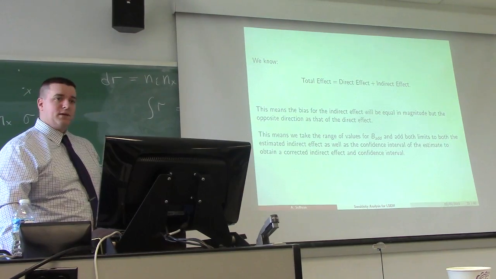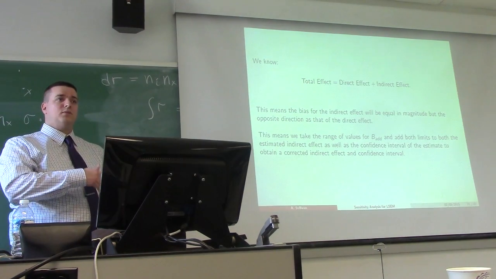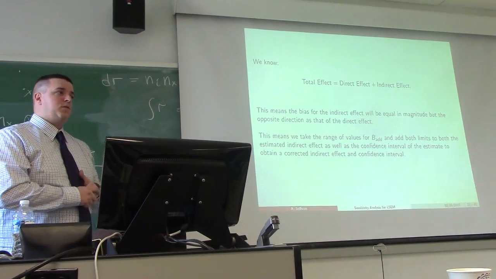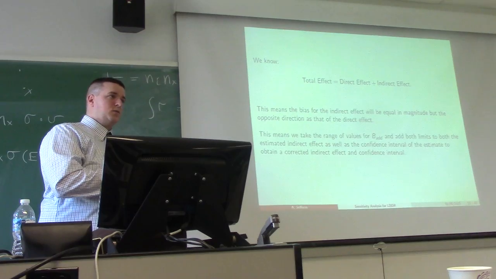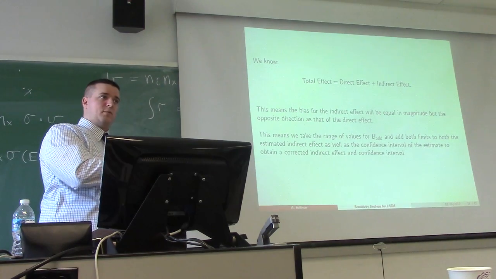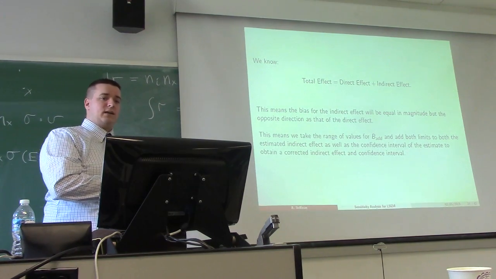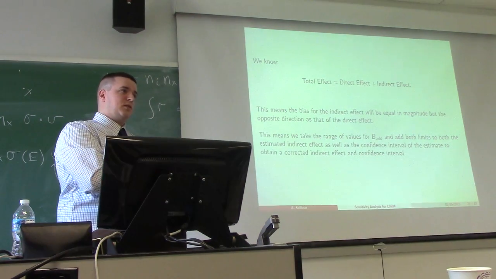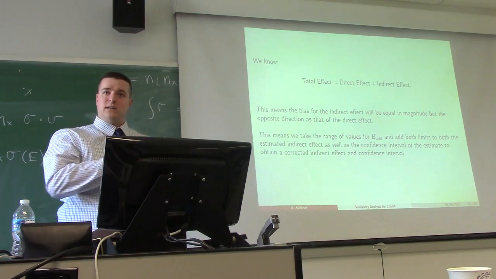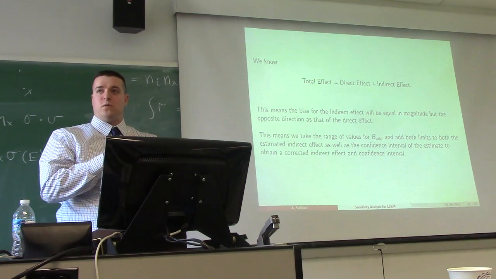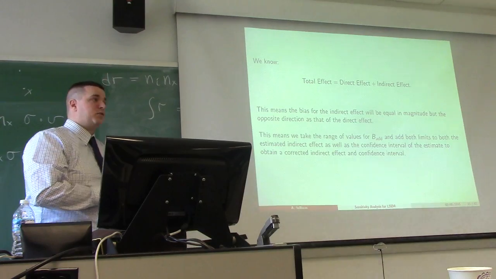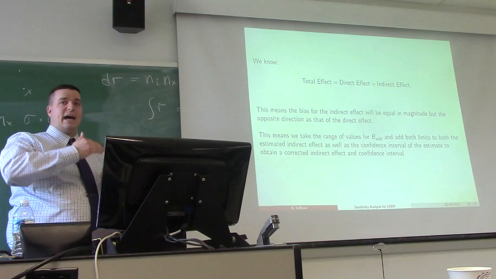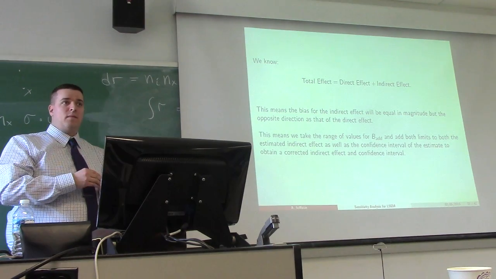So remember, before I mentioned this total effect is the direct effect plus the indirect effect. So if you corrected the direct effect's bias, which is what we were talking about before, the indirect effect has the same bias, it's just that its magnitude is in the different direction. So we take that bias that we specified values for, we subtract it from the direct effect to correct that. To correct the indirect effect, we actually add that same bias back to it.